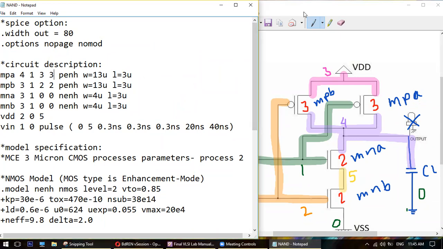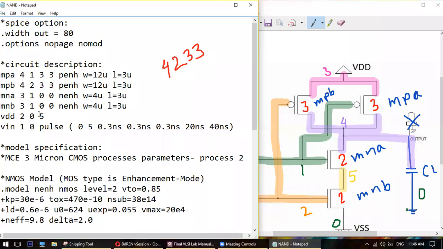And what is the width? The sizing is 3, that means 12, right? Yes, sir. Okay. And L will be 3. Next one, try the next one, MPB. What is the drain? Drain is 4. What is the gate? 2. What is the source? 3. So 4, 2, 3, 3. It is also P type, and W is equal to 12 because the sizing is 3.